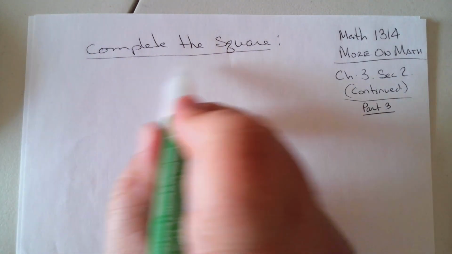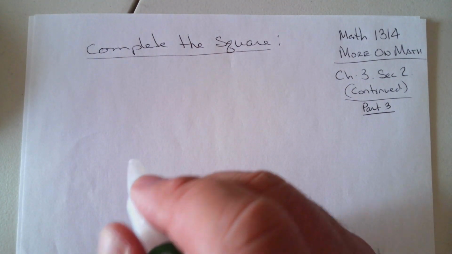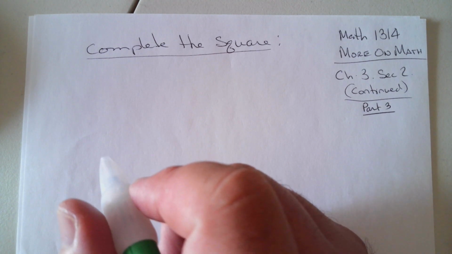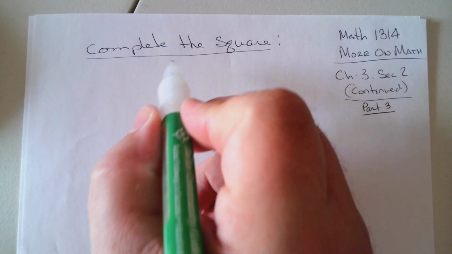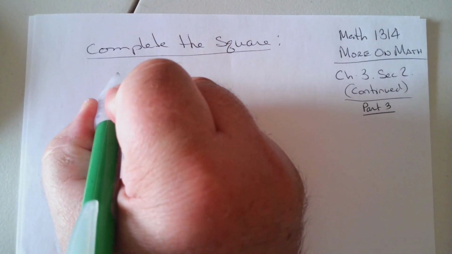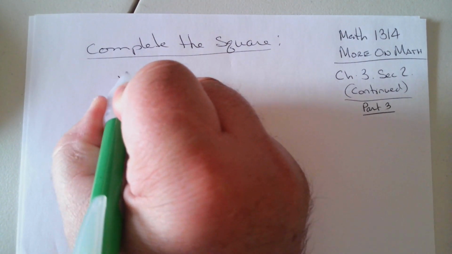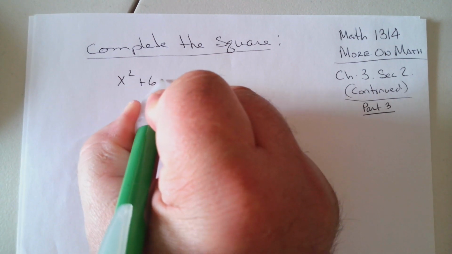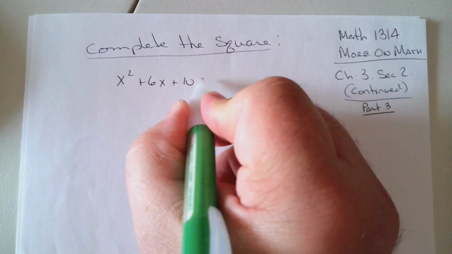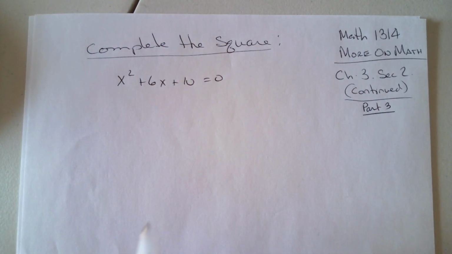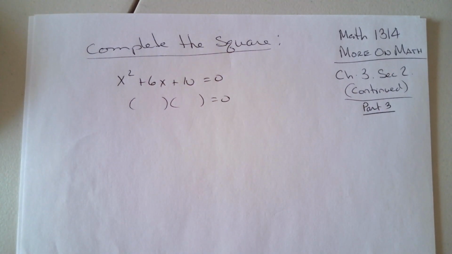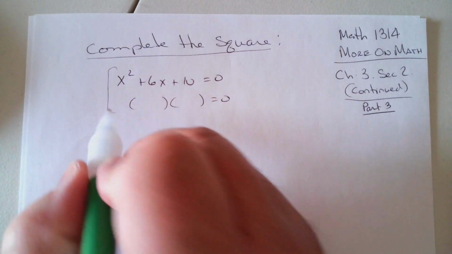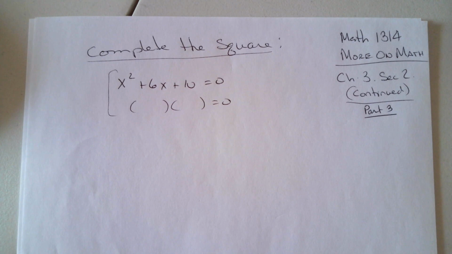This next part deals with complete the square. It's another process of solving quadratic equations. We use complete the square because examples like x squared plus 6x plus 10 are not factorable. In other words, you don't have any real solutions. So, since we can't factor this one, we use another method called complete the square.